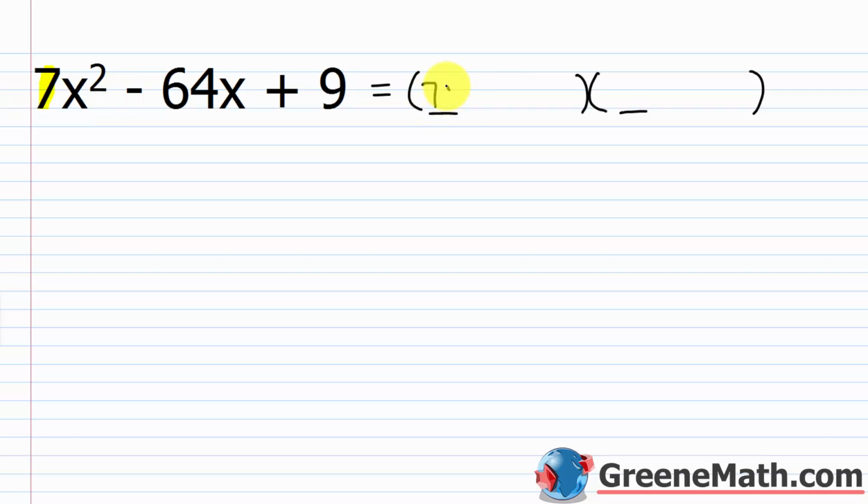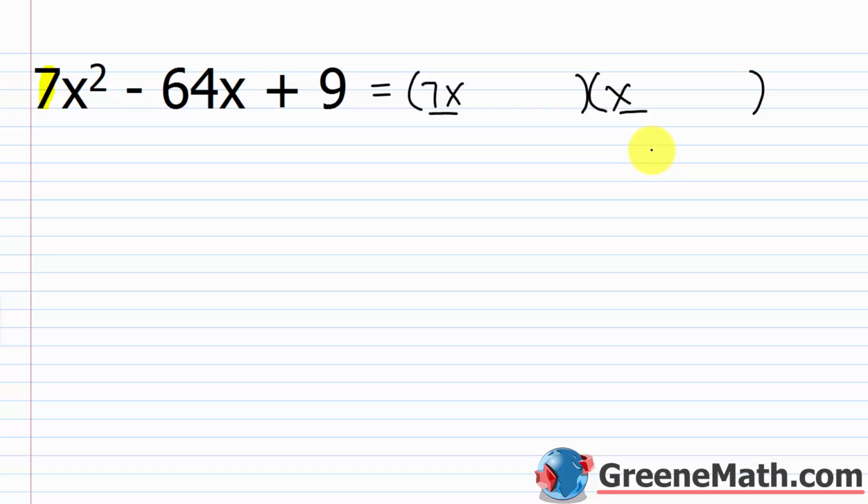So I can just put a 7x and an x, okay? If I had a 3x squared, I could put a 3x and an x. If I had a 5x squared, I could put a 5x and an x, and so on. But if I had something that was not prime, like a 10, then I could have 10 and 1, or I could have 2 and 5, right? So it becomes more problematic because you've got more things to check.